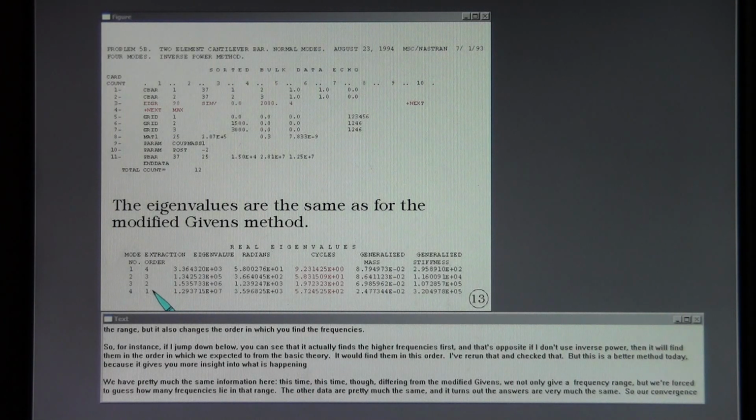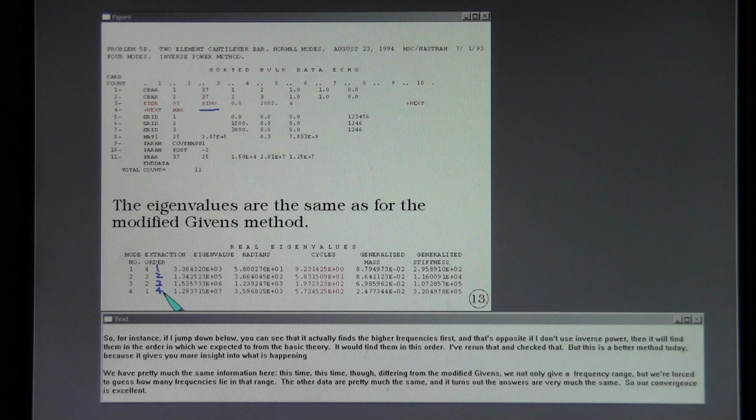And that's opposite. If I don't use Sturm inverse power, if I just use inverse power, then it will find them in the order in which we expected from the basic theory. It would find them in this order. I've rerun that and checked that. But this is a better method today because it gives you more insight into what is happening.